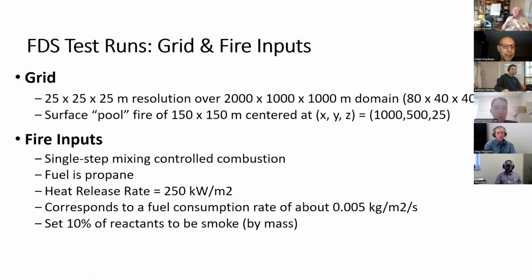To orient that, some of the other things you have to specify in inputs: single step mixing controlled combustion. That's one of the options for combustion. You can do more complicated things than that, and one can read up on the details of combustion models. We chose propane as the fuel, with a heat release rate of 250 kilowatts per meter squared, which corresponds to a fuel combustion rate of 0.005 kilograms per meter squared per second. Remember, the mass combustion rate times the heat of combustion gives us the heat release rate. And 10% of the reactants are assumed to be smoke. So these are the things that you set up in the model.